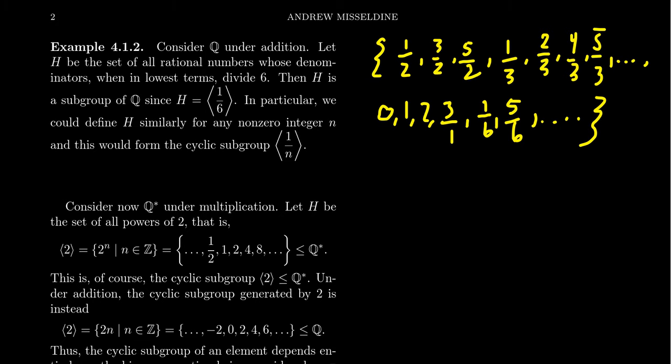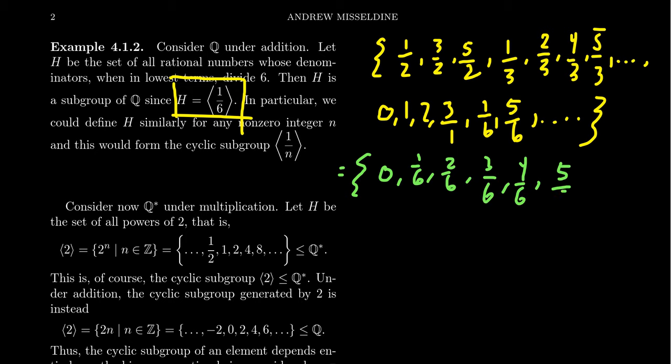But another observation is that this set that I just described, this subgroup, is actually the cyclic subgroup generated by 1/6. I want you to convince yourself of that. If we take the cyclic subgroup generated by 1/6, we take as the set 0, 1/6, 2/6, 3/6, 4/6, 5/6, 6/6, and keep on going. Some of these will reduce down: 2/6 is the same thing as 1/3, 3/6 is 1/2, 4/6 is 2/3, and 6/6 is 1. This gives us all the numbers we were saying earlier.